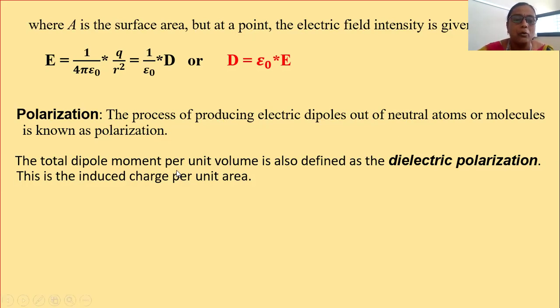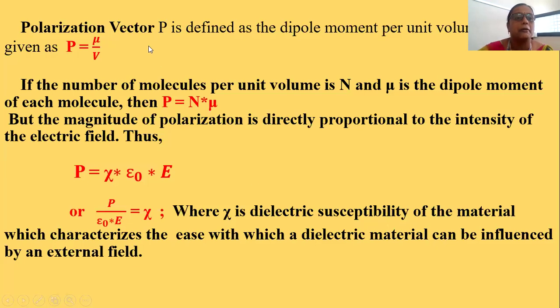The total dipole moment per unit volume is also defined as the dielectric polarization. This is the induced charge per unit area. Why is it induced charge? What is the difference between a charge and an induced charge? Induced means it is not initially there as a charge. That means they are separating. The charges are separating from the neutral atom. That's why it is an induced charge per unit area.